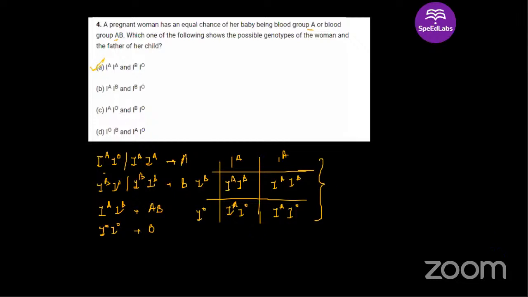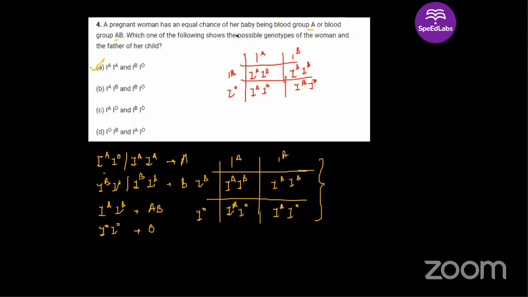Now, few of you have given C as the answer also, and B is also given. Let's check all the options. If I want to draw the Punnett square for option B, let's see what it will be. IA, IB here, and IB and IO here. We can clearly see that this is AB blood group, this is going to be blood group B, this is going to be blood group A, and this is going to be blood group B again.